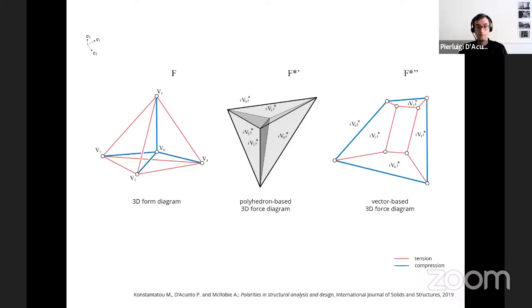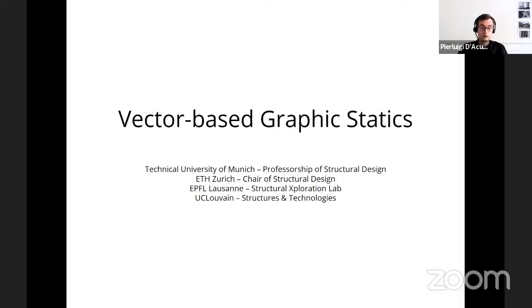Masoud very much explained this, because he was the very first one who started a journey into the exploration of the polyhedron-based force diagram and, in general, polyhedron-based graphic statics in 3D. In my case, I rather focus more on the vector-based approach. In this case, the equilibrium of each node of the structure is represented by a closed cycle of force vectors, also known as force polygons. I've been developing this work and I'm still working on it, thanks also to the collaboration of many colleagues at ETH Zurich, at EPFL Lausanne, and UC Louvain.